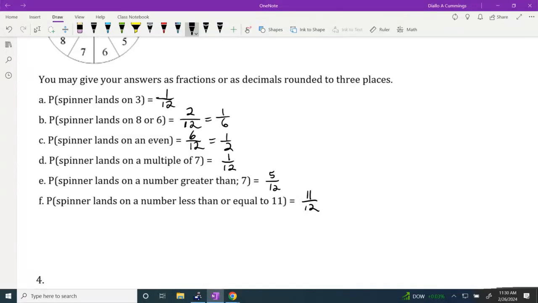All right, so just be mindful of the words equal to. If it's equal to, you're going to actually include that value. If you don't see the words equal to, you don't include it.